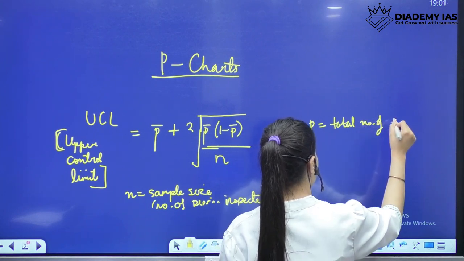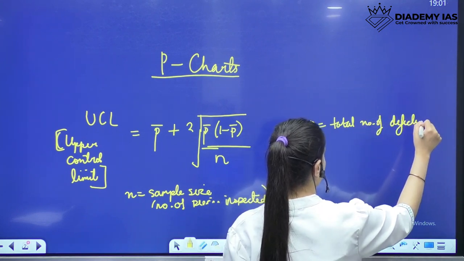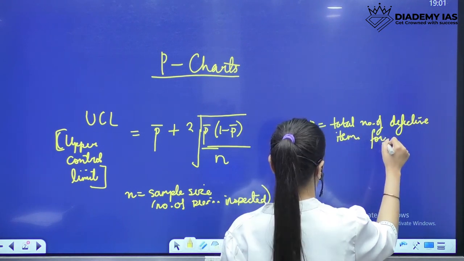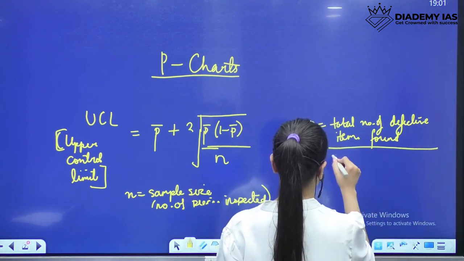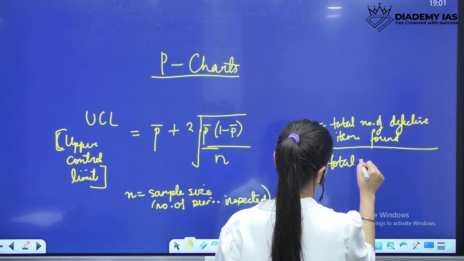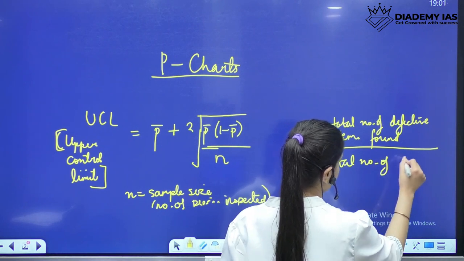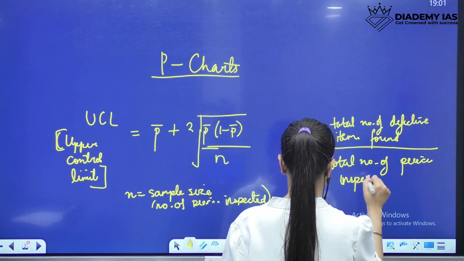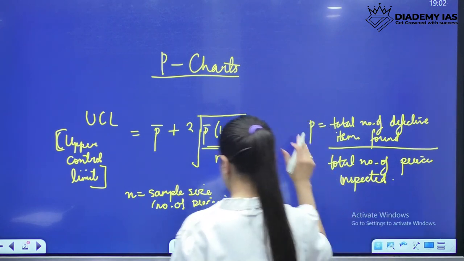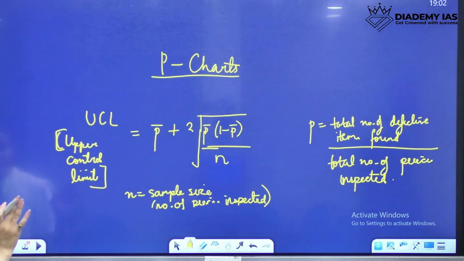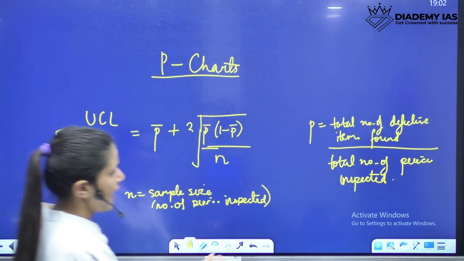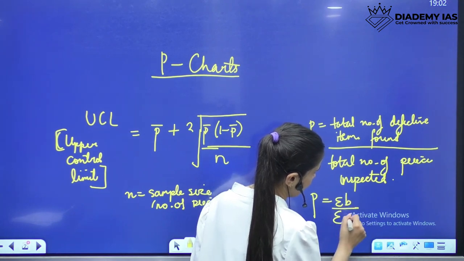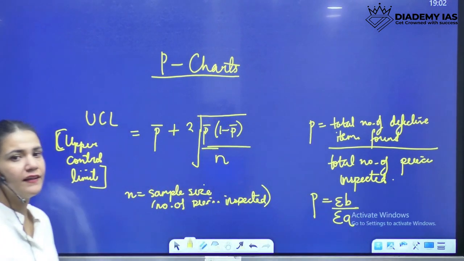Total number of defective items found divided by total number of pieces inspected. So the sum of the total number of pieces is taken into consideration here, and therefore the formula comes out to be P is equal to sigma B upon sigma A. So that's how the sum is happening here.